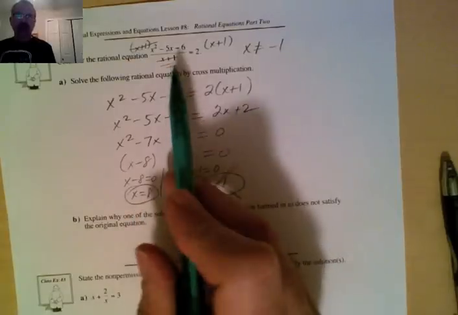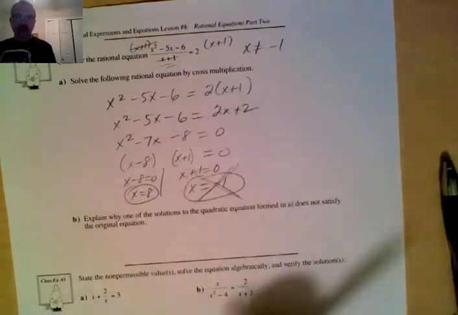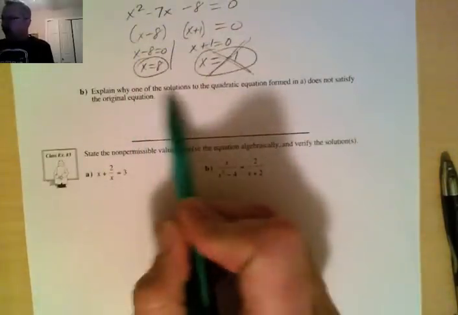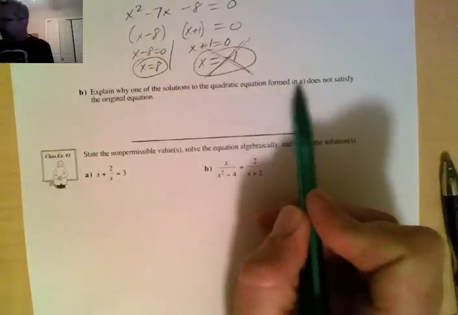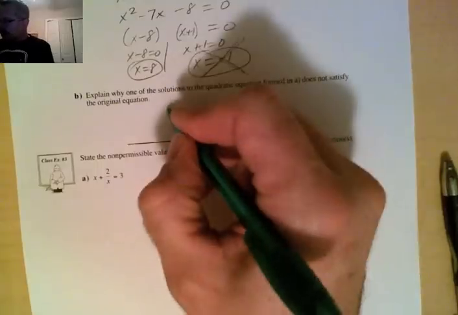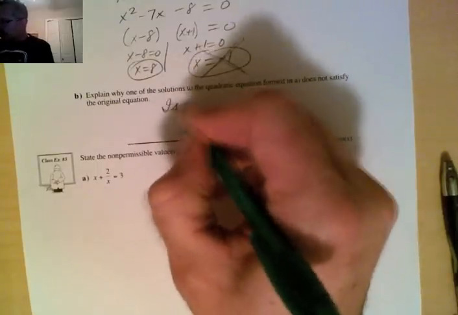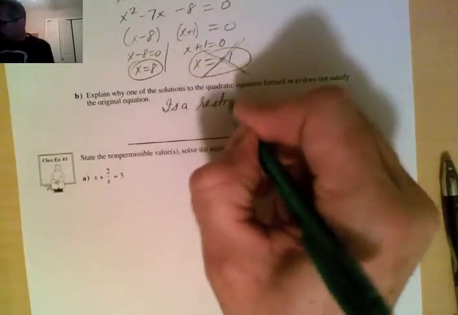If you check 8 back in the original equation, it does work. Now, it says in part B, explain why one of the solutions to the quadratic equation does not satisfy the original equation. And that's because that solution is a restriction.